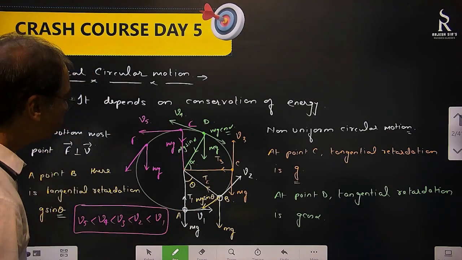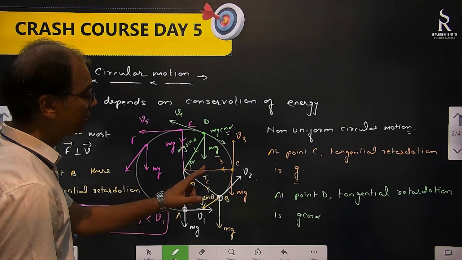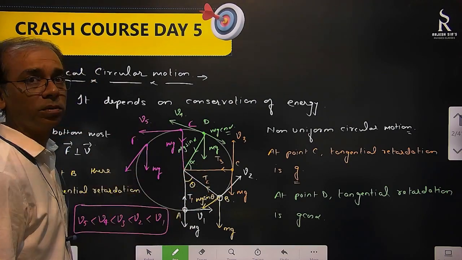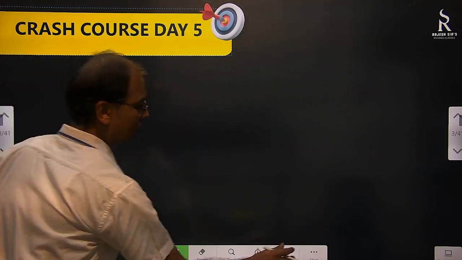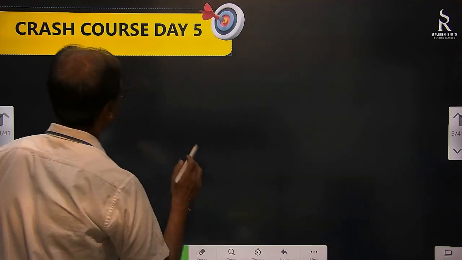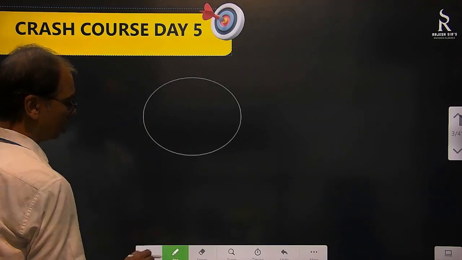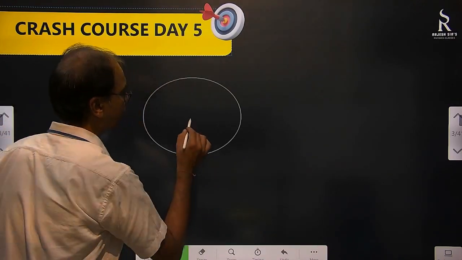Okay, then what is the other thing they ask? Other thing they ask is these tension values. What is the tension at the top? What is the tension at the bottom? Okay, so how to calculate that? That we will see now. See then, tension. Okay, so first thing is we are going to find tension at the bottommost point.